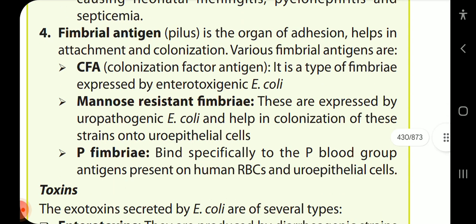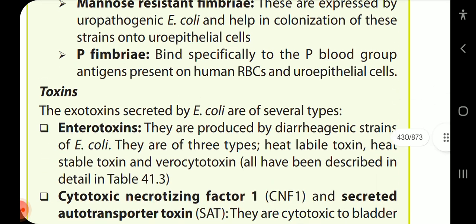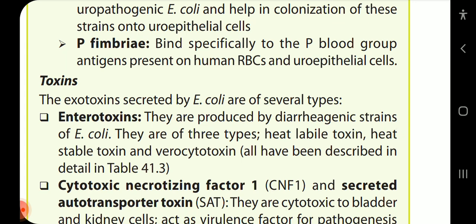Fimbrial antigen: the pilus is the organ of adhesion and helps in attachment and colonization. Various fimbrial antigens are CFA, colonization factor antigen, a type of fimbriae expressed by enterotoxigenic E. coli. Mannose-resistant fimbriae are expressed by uropathogenic E. coli and help in colonization of these strains onto uroepithelial cells. P fimbriae bind specifically to the P blood group antigen present on the human RBC and uroepithelial cells.